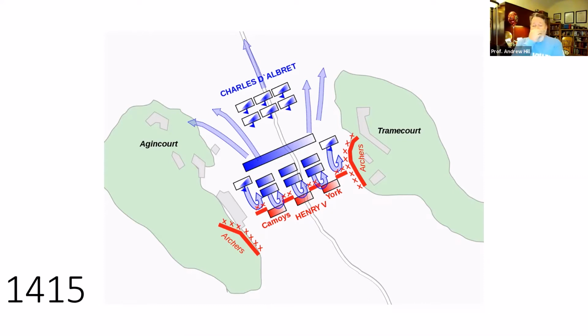And so in October of 1415, Henry is fighting this battle, and even though he's really outnumbered, because of the terrain, the weather, the longbows, he starts to win this battle. And then two things happen.